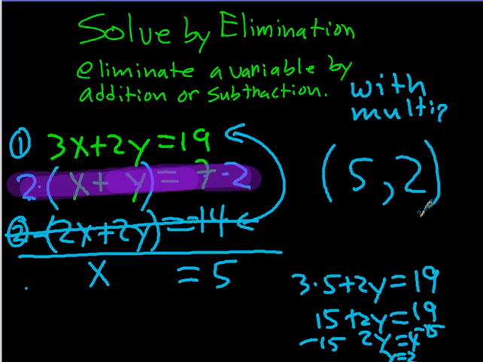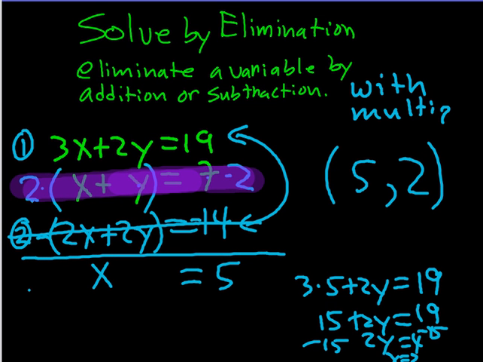I can check that in my original equation. My original second equation was x plus y equals 7. And I've got 5 and 2. 5 plus 2 equals 7. So it checks out. So that's how I do it with addition or subtraction, having to multiply one equation. I might have to multiply both equations in order to get them to match up, but it's the same process. I'm just doing it twice.